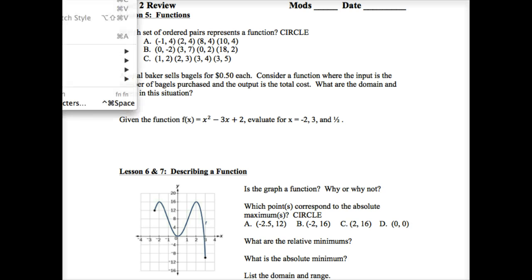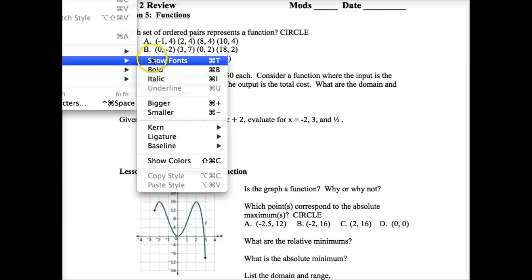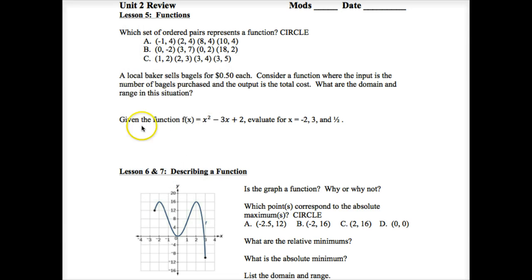So first question, which set of ordered pairs represents a function? Remember that you're not always going to be answering this with ordered pairs. You could be answering this with a graph, a table, or a mapping where it's got the two ovals with the arrows between. So the key is that when we are talking about a function, our definition is that each input has exactly one output.